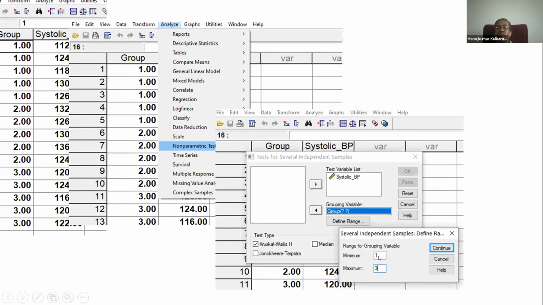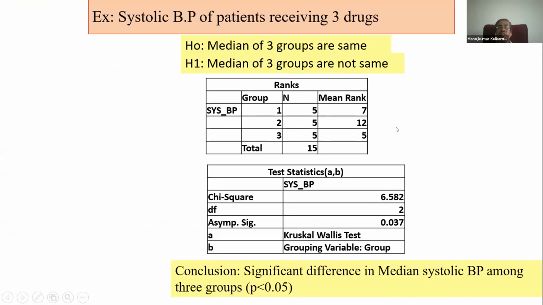and identify the minimum and maximum group values you have. The minimum group value was 1 and the maximum was 3. Continue, and ask for the descriptive statistics there, which will give all the related descriptive statistics such as mean, standard deviation, median, interquartile range, quartiles, all of this. Then you look at the table output given by this.